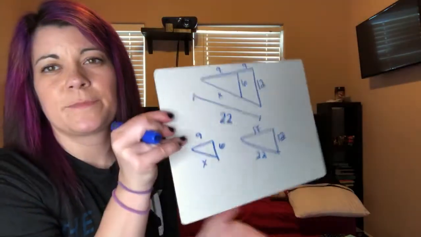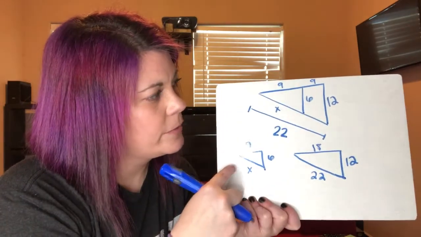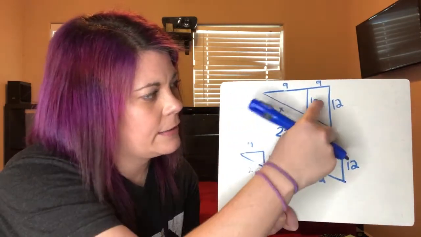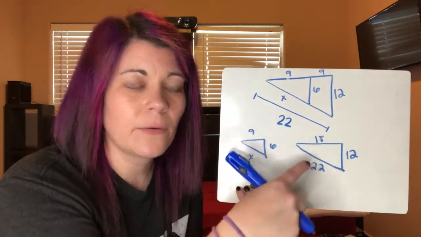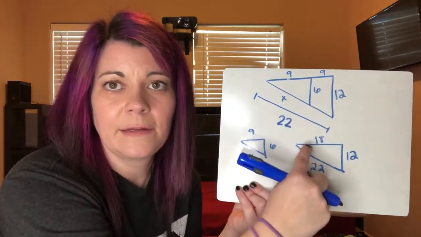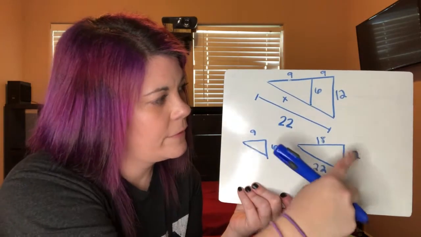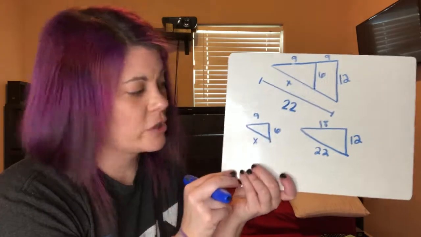That'd be 18, 12, and then 22. Sorry, in that first picture, I forgot to write the 12 there. It's a 12. So the smaller one, if you notice, is 9, 6, and then x. We don't know that side. And then in the bigger one, you can see that it's 18 because 9 plus 9 is 18, and then 12, and then that whole side was 22. So now I have my two similar triangles.